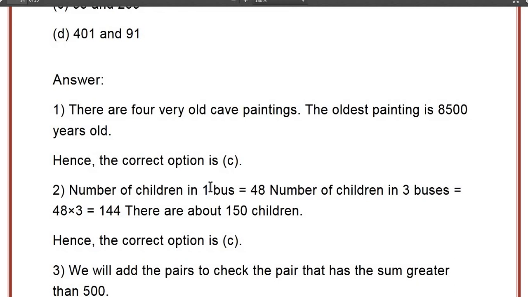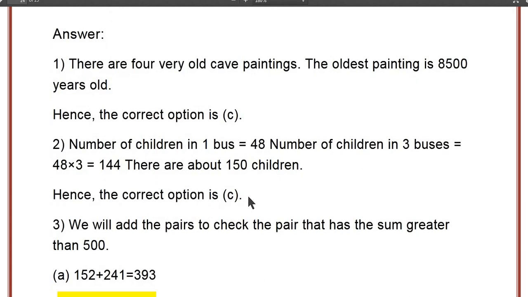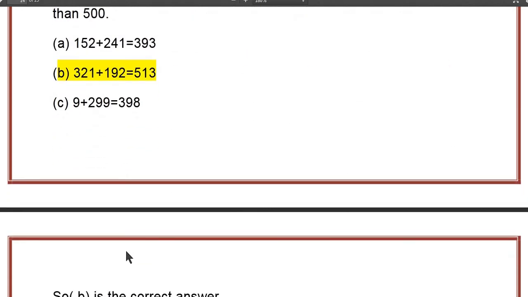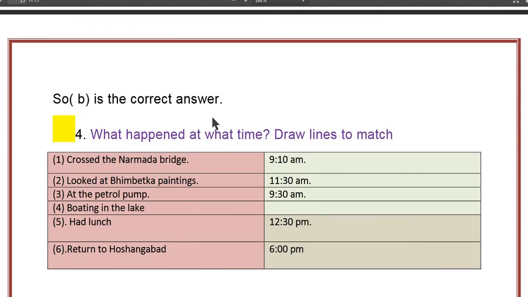Second answer, number of children in 1 bus is 48, so number of children in 3 buses is 48 into 3, which is equal to 144. There are about 150 children. Hence the correct option is C. We will check each pair for a sum greater than 500. 152 plus 241 is 393, 321 plus 192 is 513, 99 plus 299 is 398, and so B is the correct option because it is greater than 500.